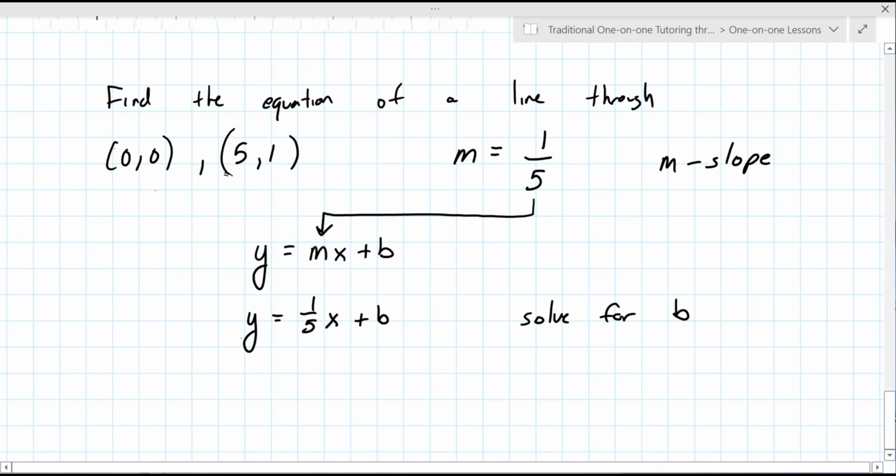So what are you going to put in for y? For y, 5. I thought I just said 5 is the x value and 1 is the y value. It's 1. Okay, so 1 equals 1/5. What's the value of x? 5.